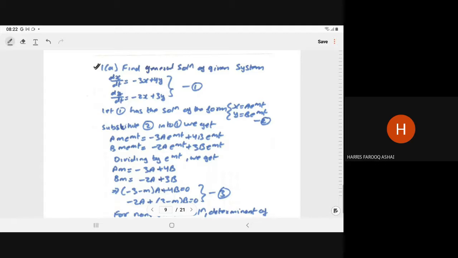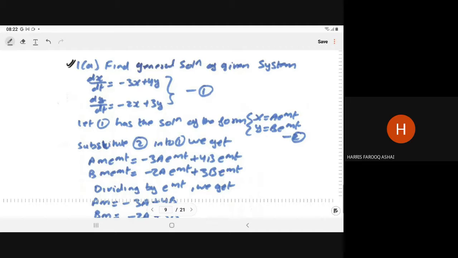Here we have dx/dt = -3x + 4y and dy/dt = -2x + 3y. It is a system of equations with constant coefficients. So let us first assume a solution of the form x = a e^(mt), y = b e^(mt).